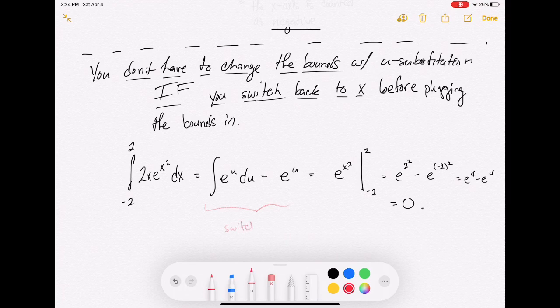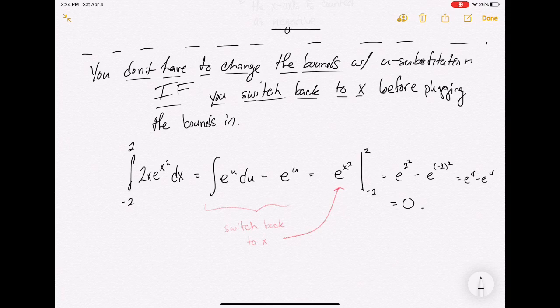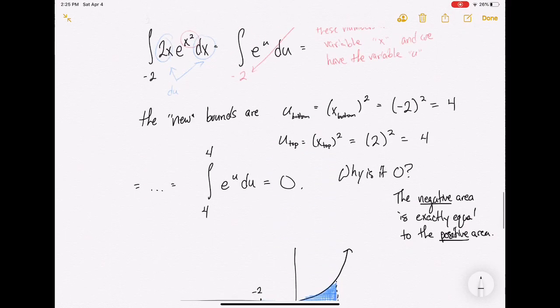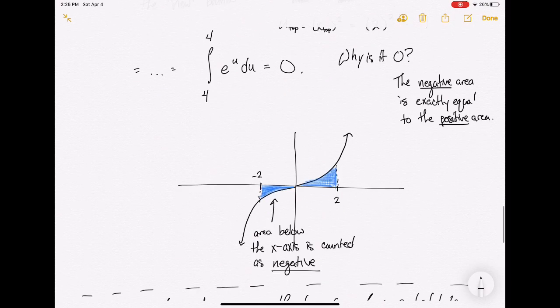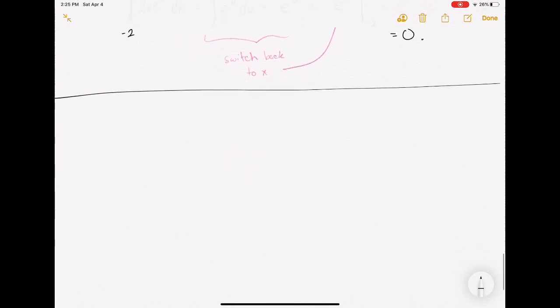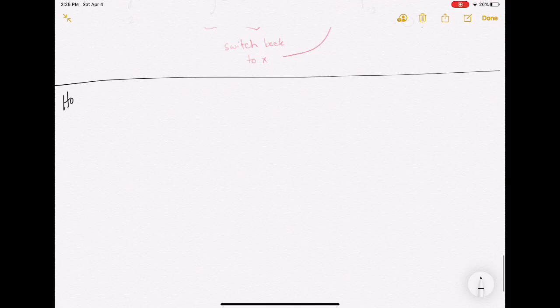So you use it as an intermediate step. So you have it, but then you switch back to x. It's up to you which one you like to do better. I actually do the one where I switch back to x more often because I don't like the extra step of having to figure out u bottom and u top. But I'll just write this down so that you guys can remember it. A quick one, how to actually change the bounds.